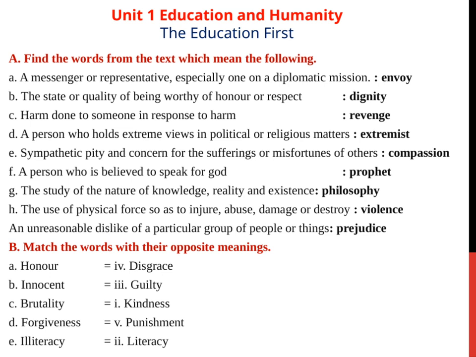We also look at terms like compassion, which means showing sympathy and concern for others' suffering, and philosophy, the study of knowledge and existence. Then, we explore the opposites of some of these words to deepen our understanding. For example, honor is matched with disgrace, and forgiveness contrasts with punishment. This exercise helps us see the values education aims to promote and the negative traits it seeks to overcome, emphasizing the role of learning in fostering respect, kindness, and understanding.